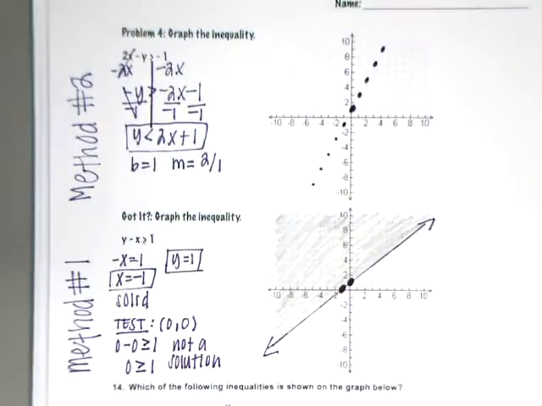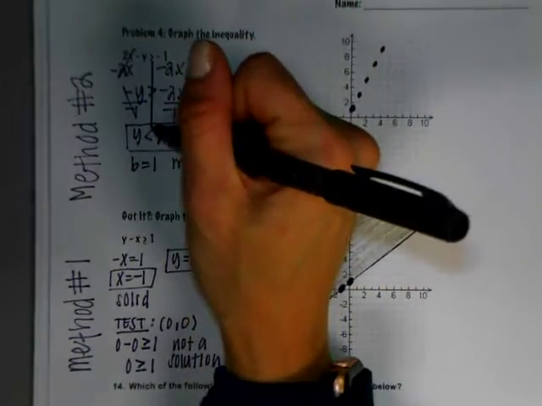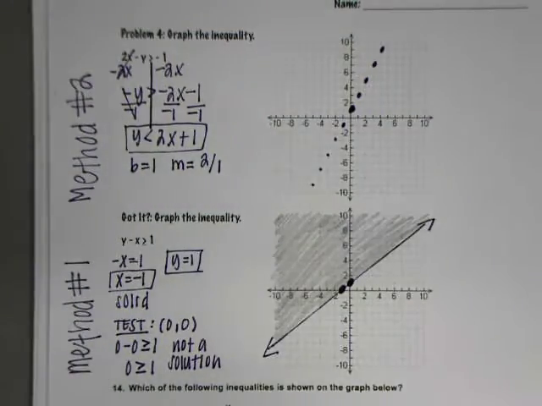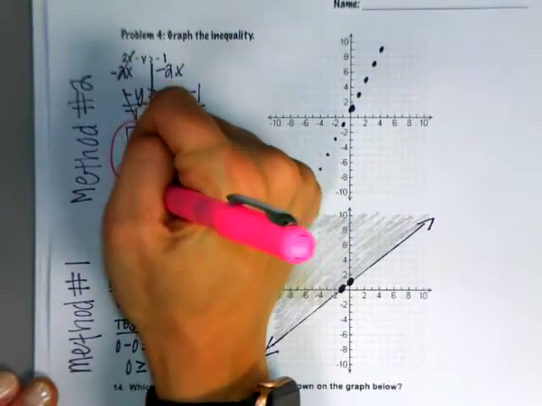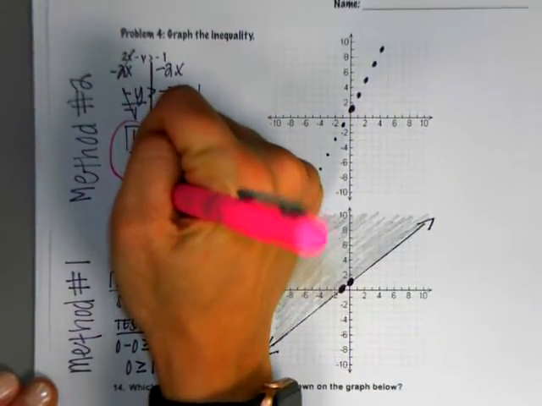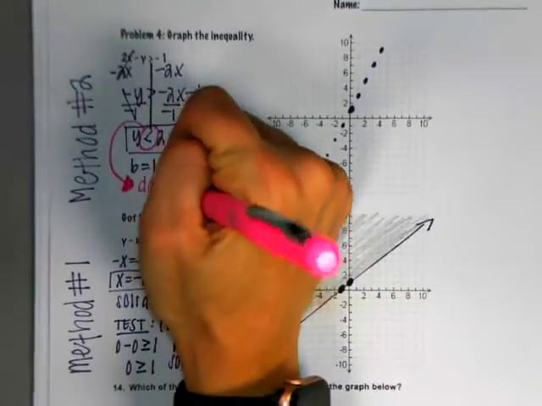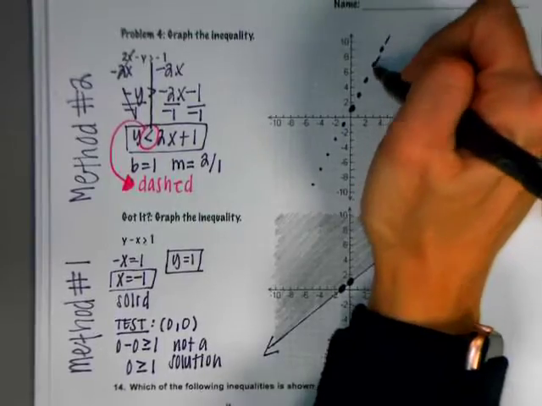Okay, save that. And then you're going to look at your symbol right here. This is like the cheat, so you don't have to plug in a point. So that symbol right there, does it have the line underneath it? No, so that means it's going to be solid or dashed? Dashed. Just going to make your dashed line.